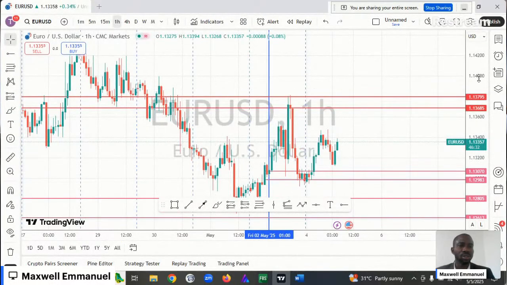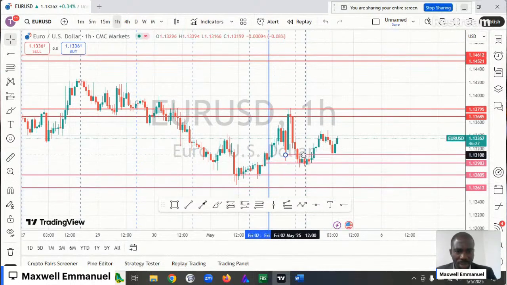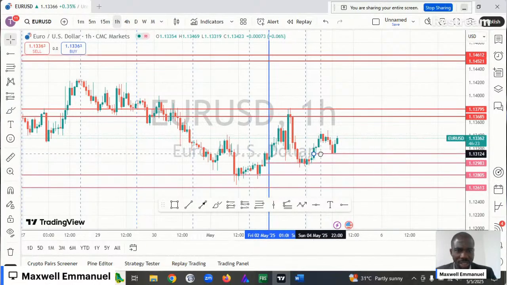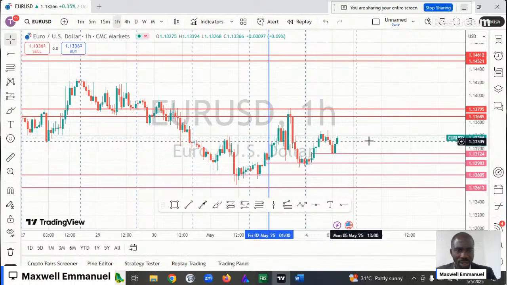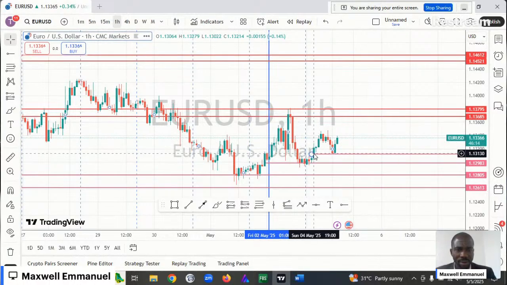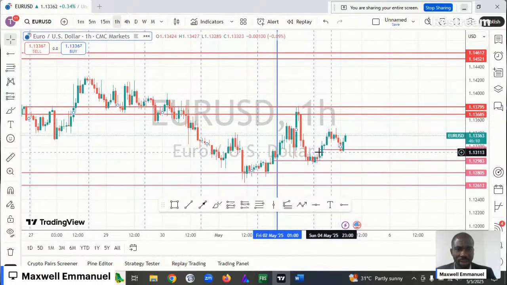Okay, so on Euro USD, you can also see it created a fair value gap. I think the gap on Euro USD has been filled entirely. Can you see that? This tiny gap got filled. So I think Euro USD is set for a buy. There's a fair value gap here.